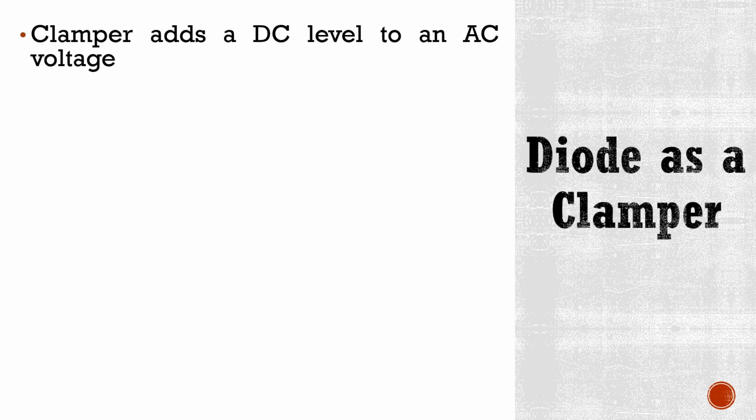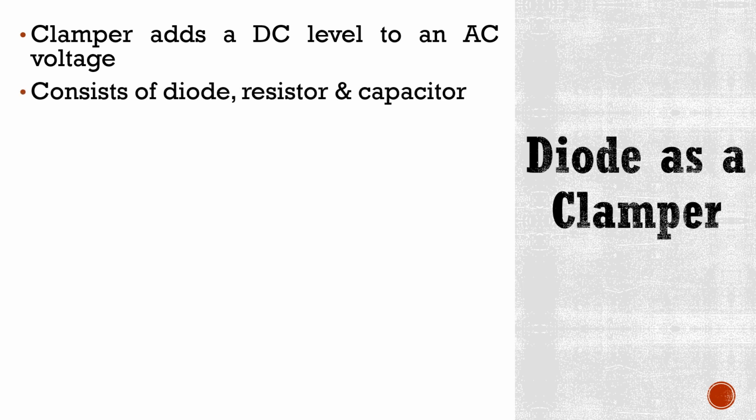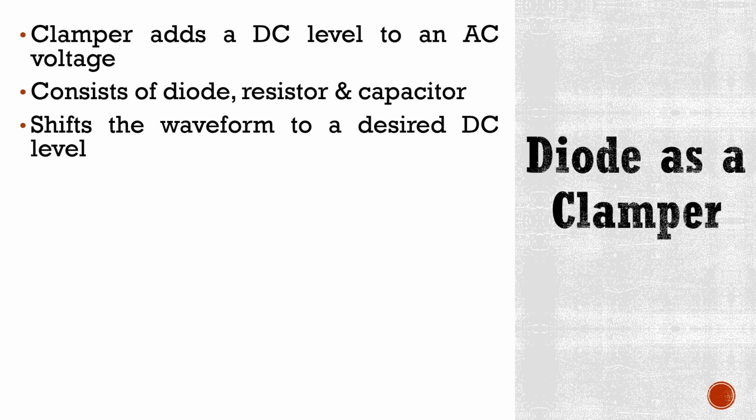Now we will understand how diode acts as a clamper. A clamper adds a DC level to an AC voltage. A clamper circuit can be defined as the circuit that consists of a diode, a resistor, and a capacitor, where this capacitor is a must. This clamper circuit shifts the waveform to a desired DC level without changing the actual appearance of the applied signal.